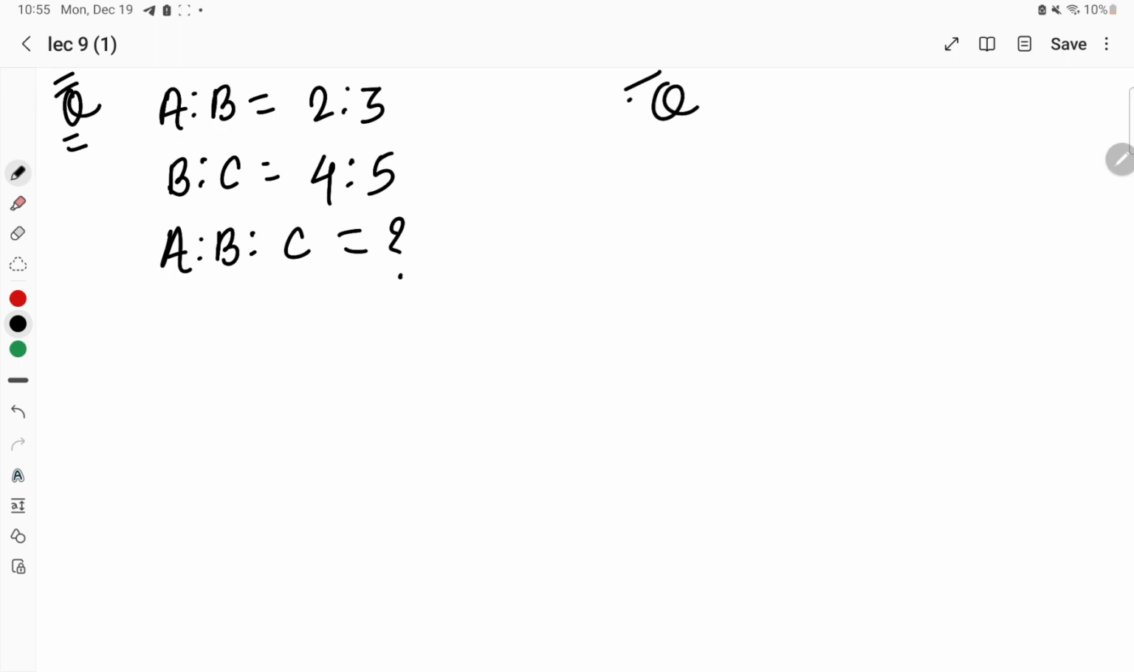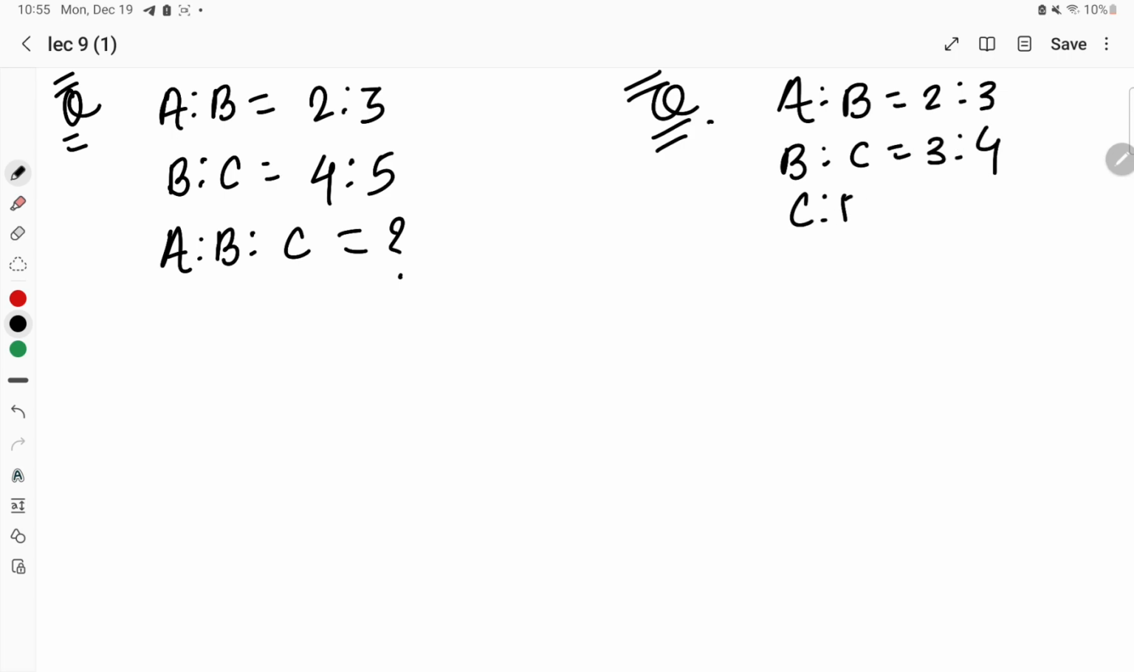Another ratio, for example, another question, take it. A is to B is equal to 2 is to 3, B is to C is equal to 3 is to 4, C is to D is equal to 4 is to 5, and I'm asking you to find the value of A is to B is to C is to D. This is the second question. This was the first. This is the second.